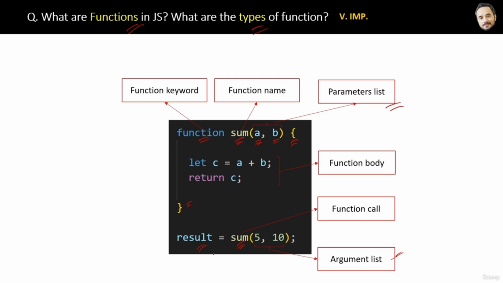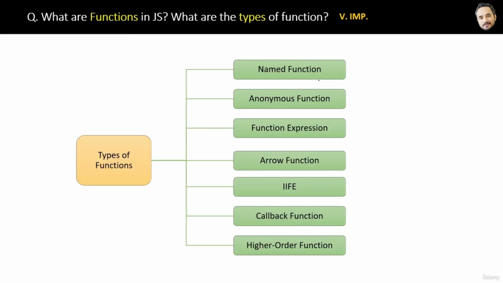So that is the structure of a normal function in JavaScript. The definition of a function is: a function is a reusable block of code that performs a specific task. Now in JavaScript we have many types of functions, and here is the list: named functions, anonymous functions, function expressions, arrow functions, IIFE, callback functions, and higher order functions. In upcoming questions, we will compare each and every function, see the differences between them, and see when to use which function in real world applications.